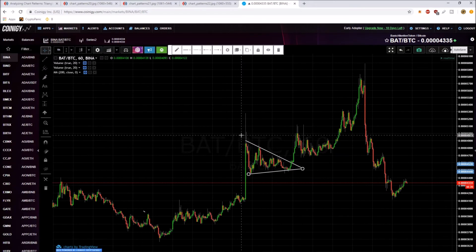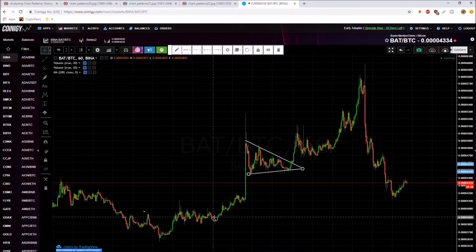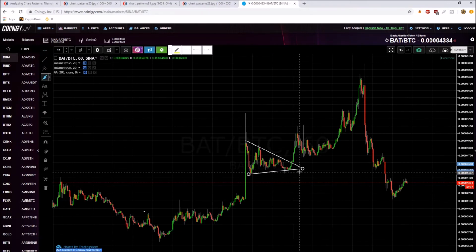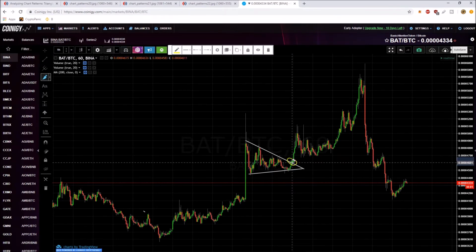Again, you've got the move higher. So this is a continuation pattern. Price action is moving higher. Continuation pattern, and then it breaks out. So how would you trade this is the question. You want to buy the breakout. You're basically watching the chart and waiting for this breakout right here. As soon as it breaks out, you buy that breakout.